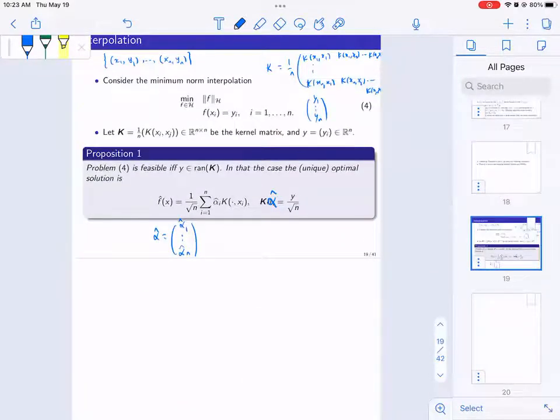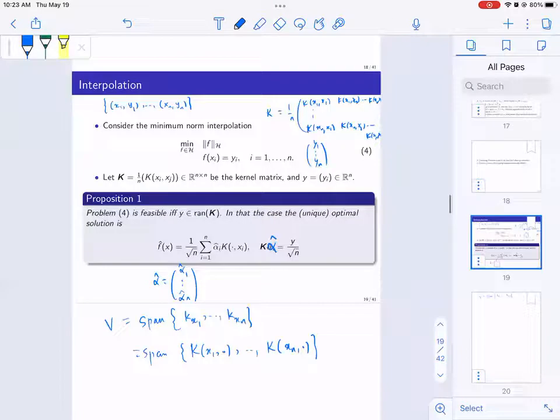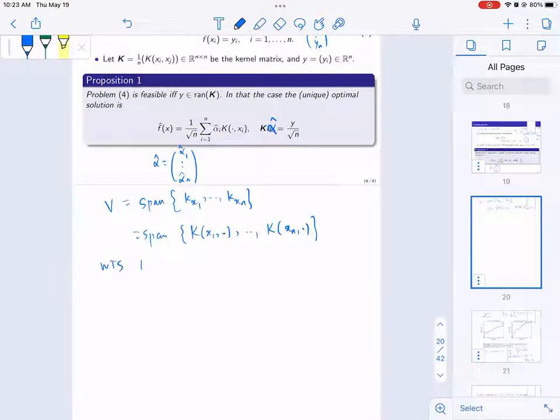So the main point of all these results is that I can always define this span. Let's call this V to be the span of k_x1 up to k_xn. So we have these data points, and we anchor the kernels at these data points, okay? And the way you're writing it is just the span of k_x1 dot up to k_xn dot. And from the result, you can see that the claim is that the solution is in the span of these guys, right? So we want to show that f hat belongs to V, okay?